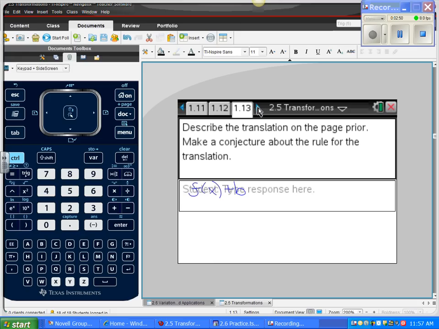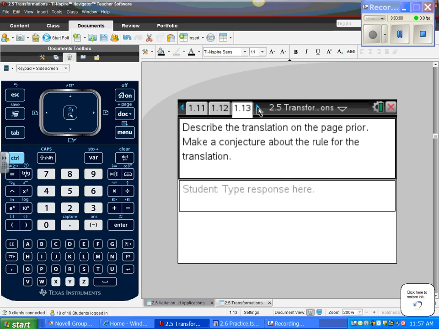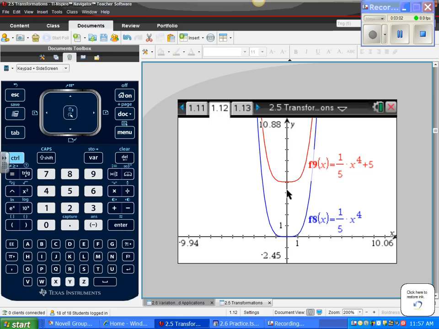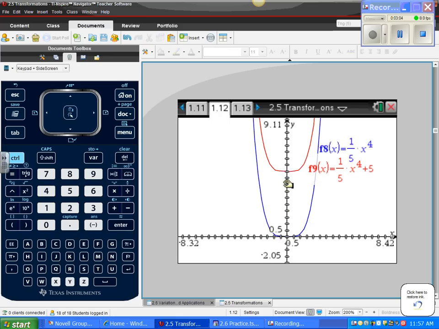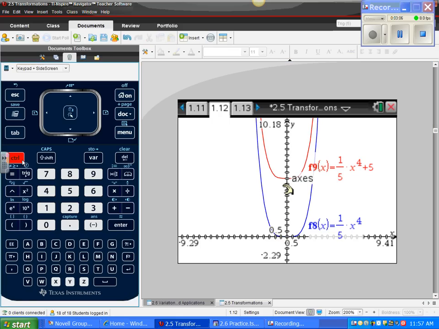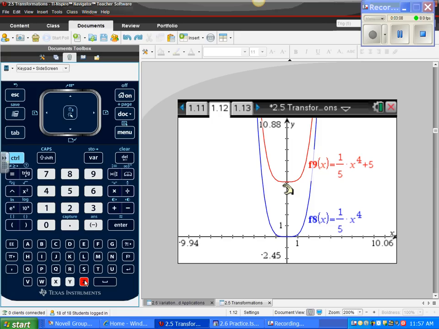Okay, so explain to me what seems to have happened. Again, we're adding it to my function. What has happened to it? Okay, so we're going originally from here and we're shifting up. So explain that in your own words.